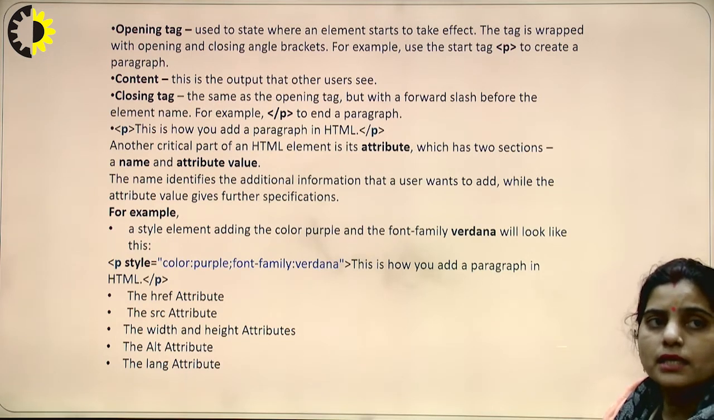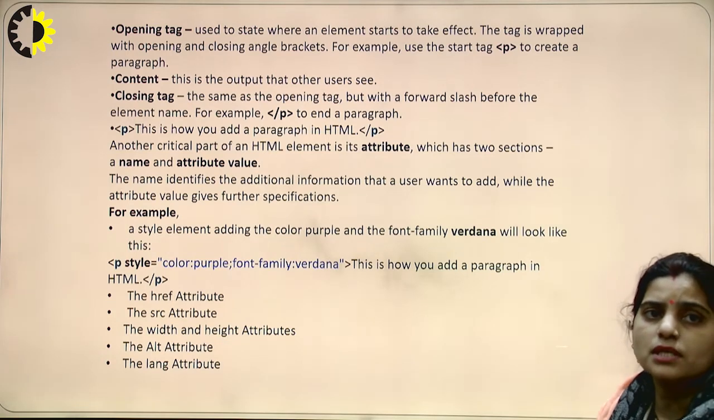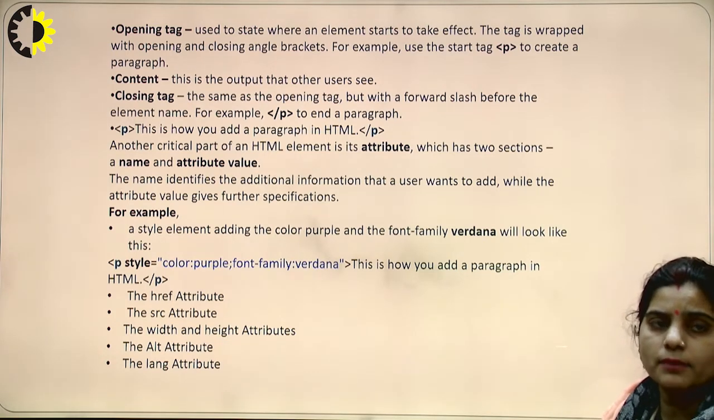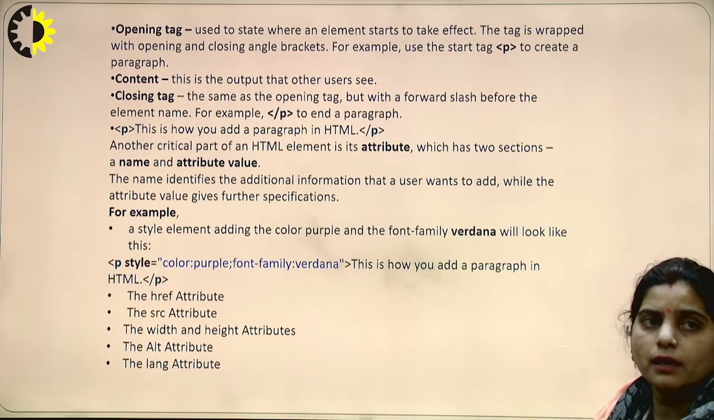Like here in the example, we are using the paragraph P element, and after that we are using the attribute which is style. So inside this style, we are using the color purple, and inside the font family we are using Verdana. So this is how you add a paragraph in the HTML. It is a kind of text which we are writing inside the paragraph.